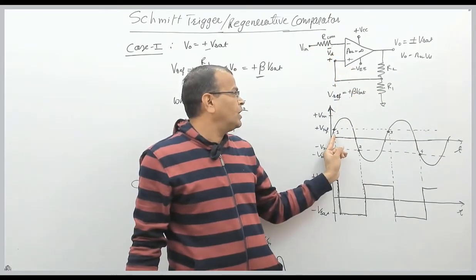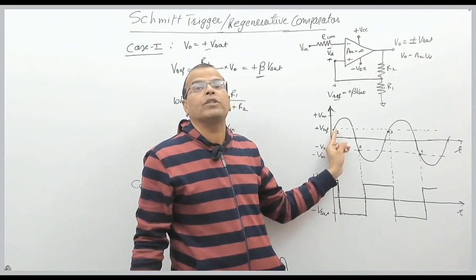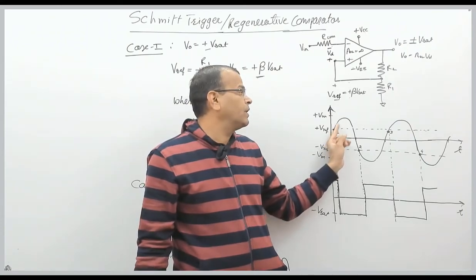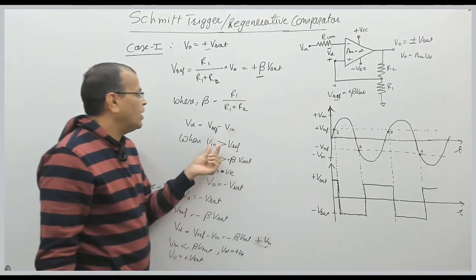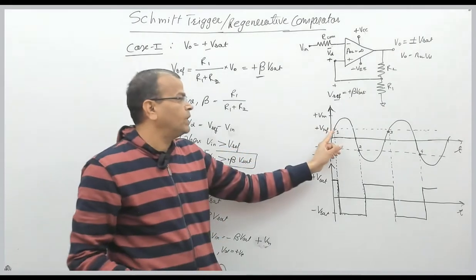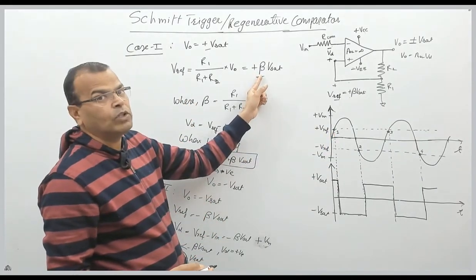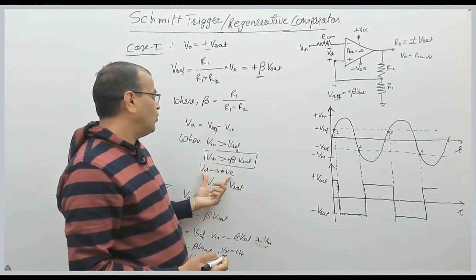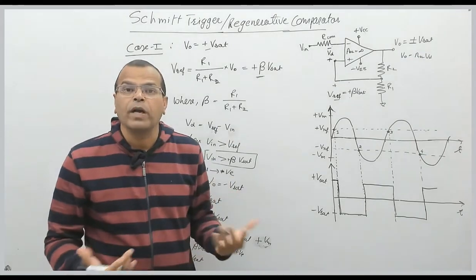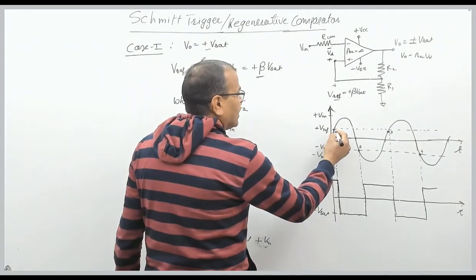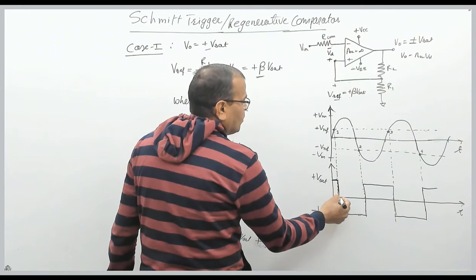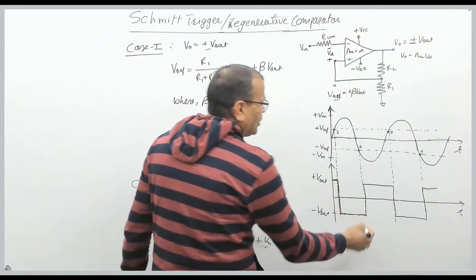So when input voltage becomes more than plus V ref, when input voltage becomes more than plus beta into V set, because the feedback voltage was plus beta into V set, your differential input voltage becomes negative and output becomes minus V set. So at this instant, the voltage which was plus V set changes to minus V set.